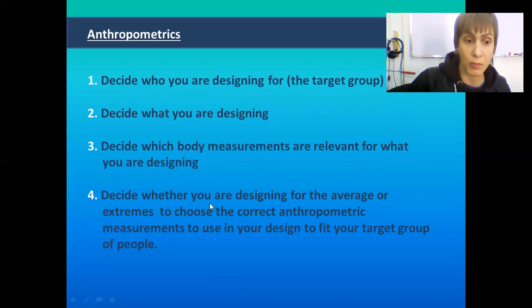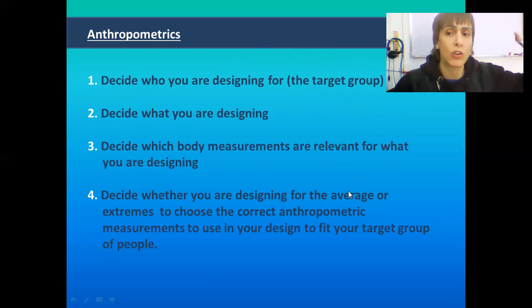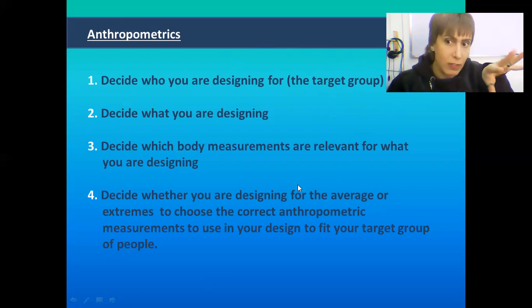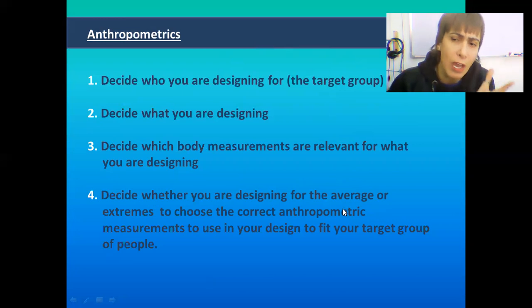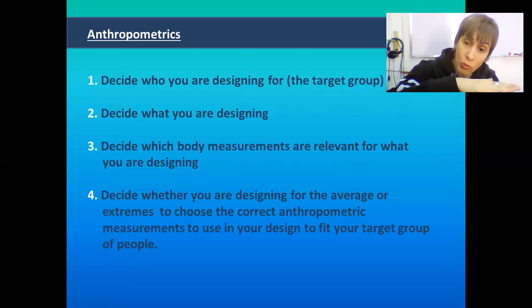And then the last point, you need to decide whether you are designing for the average person, the average sized person. This is after you decide the target group of people. For example, I'm designing only for women, something specific. Then inside the female category, I need to decide, okay, am I designing for the average female, or am I designing for the extreme? For example, the very big and tall women or the short ones.